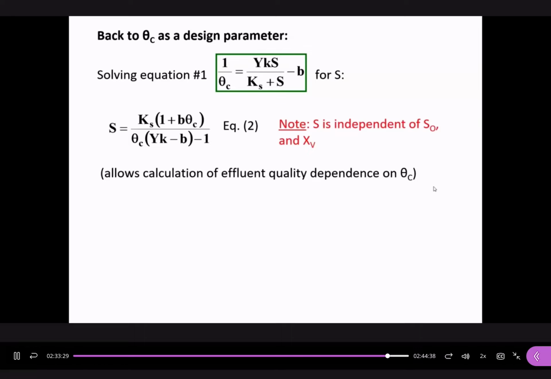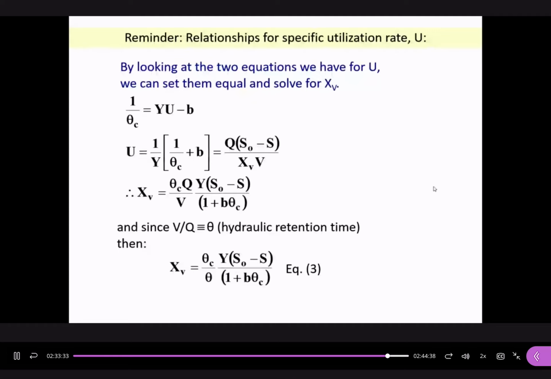And then we replace U with Q times S0 minus S divided by XV times V. We could solve XV. XV is cell concentration, microorganism concentration in the tank. So this is also the parameter we are interested in, XV. So now we have S, we have XV. So eventually we get this XV.